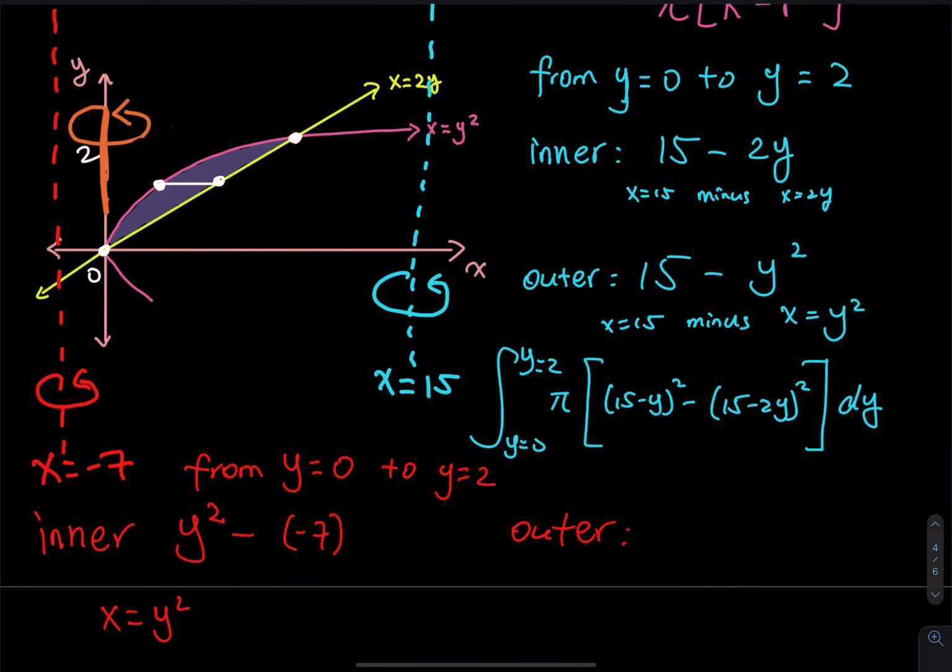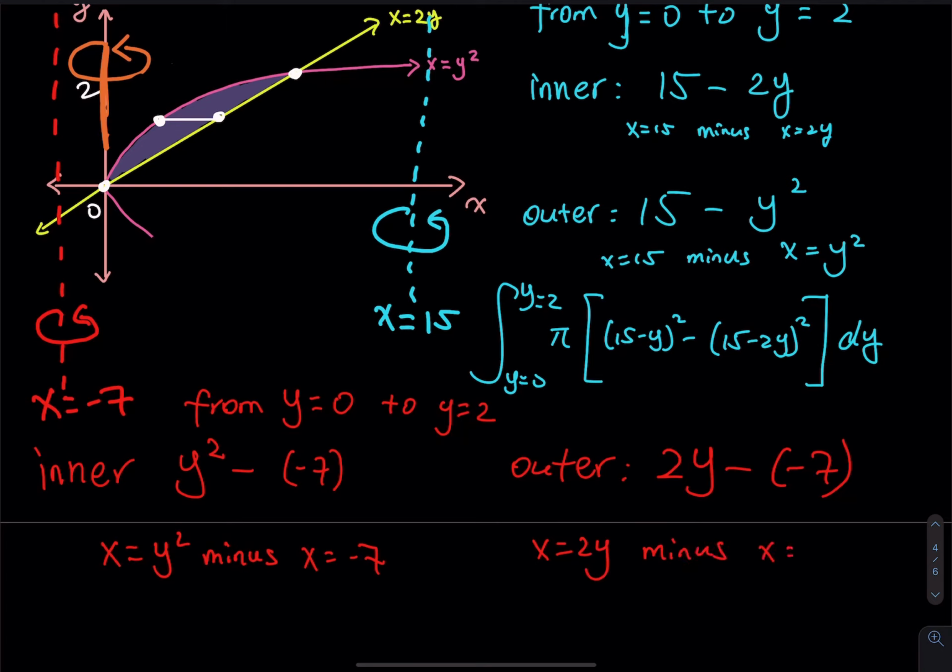And then the outer radius will be the yellow line. So that will be right minus left, 2y minus negative 7. So this is x equals 2y minus x equals negative 7, right minus left, because the distance between them must be positive. And then the volume from y equals 0 to y equals 2 is pi times outer squared minus inner squared: (2y minus negative 7) squared, do not simplify, minus (y squared minus negative 7) squared, and then a dy.